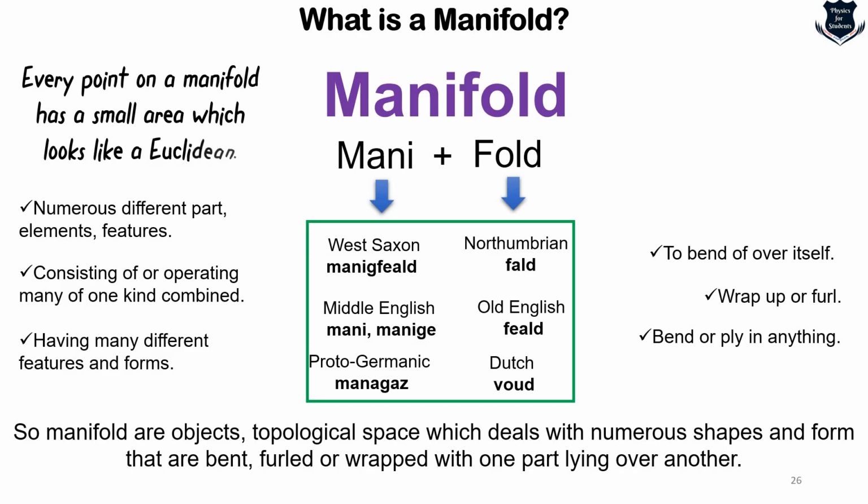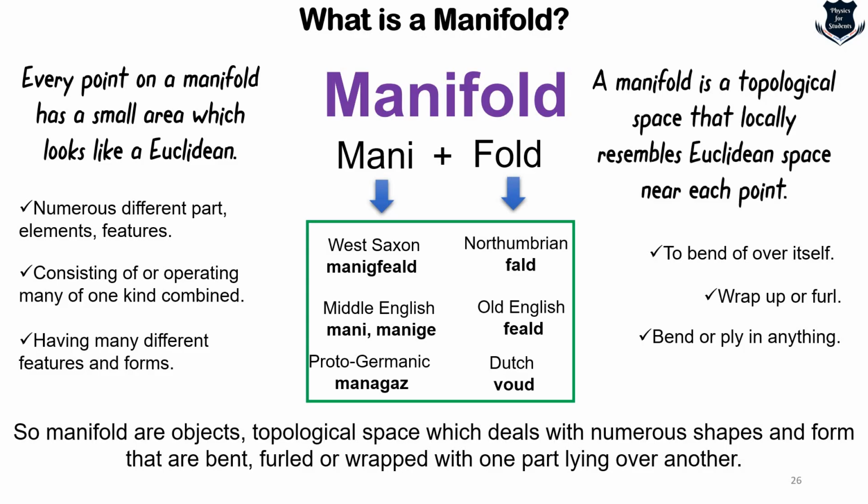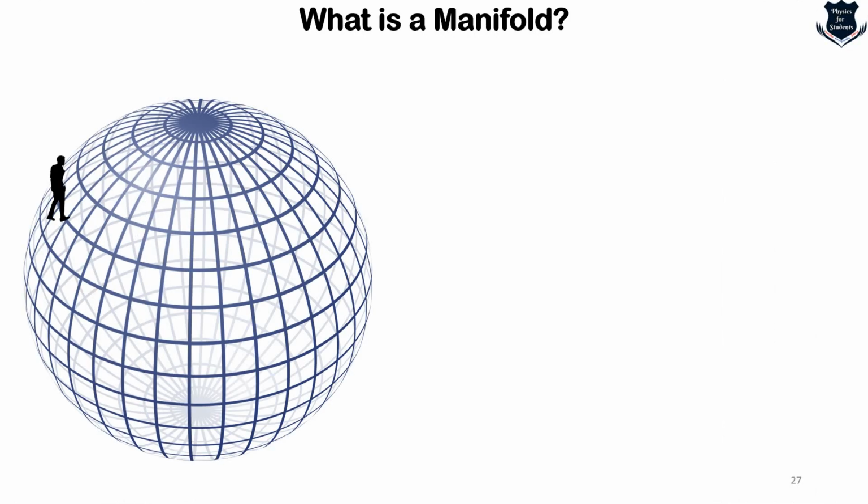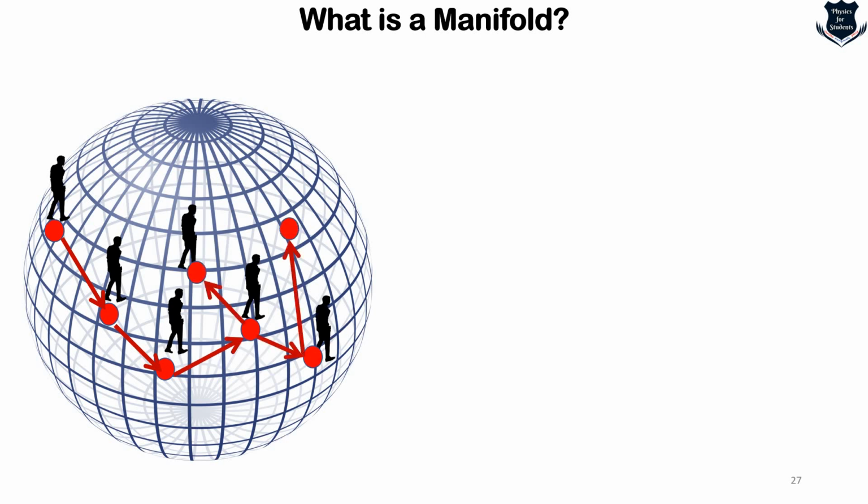We can say that every point on a manifold has a small area which looks Euclidean. I will show you what I mean. Another way of defining it is that it is a topological space that locally resembles a Euclidean space. Both mean the same: there should be a surface which, if zoomed, will be more Euclidean. Let me show you a schematic diagram. Suppose you're standing on the globe and you keep on moving from this part to this part, and you end up over here.